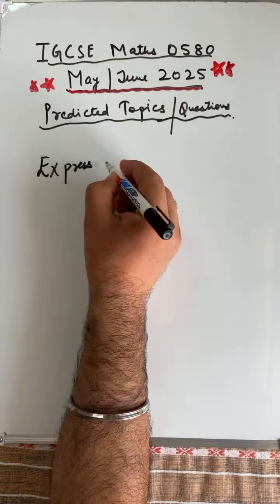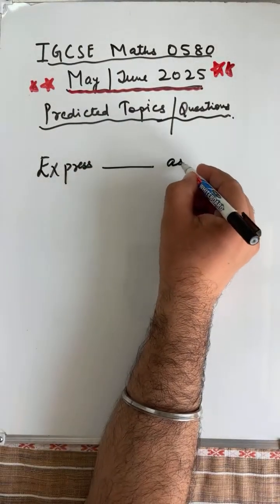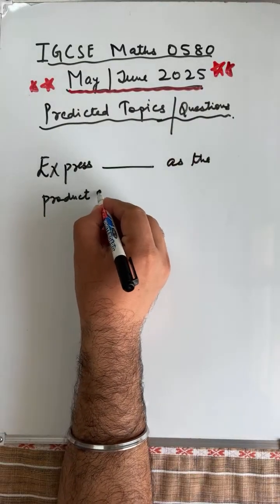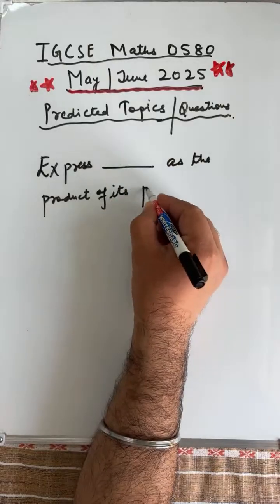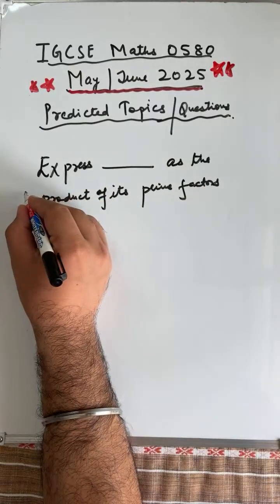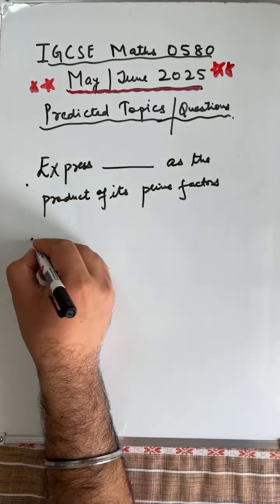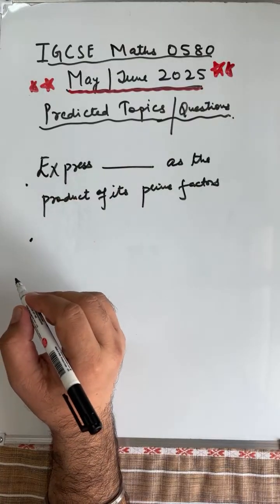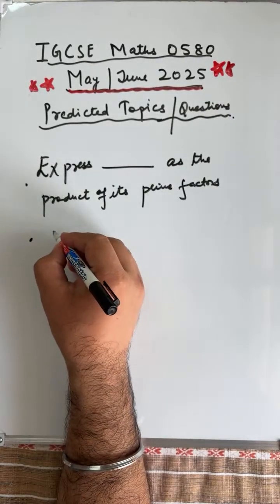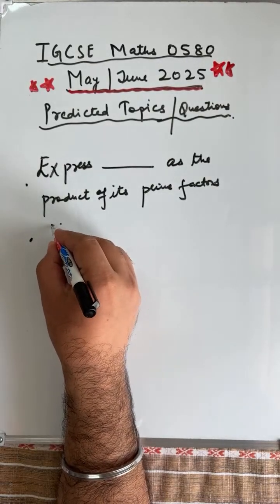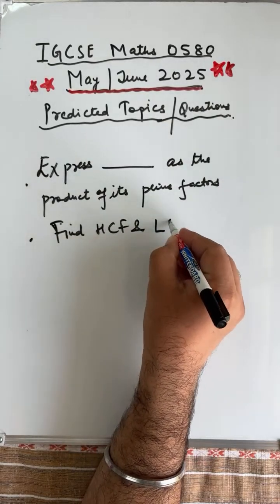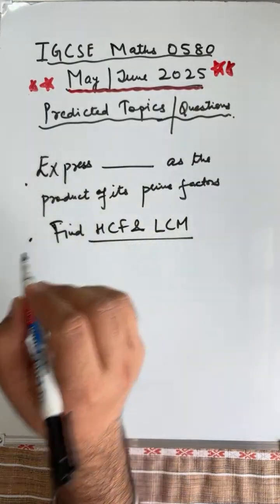Express any number as the product of its prime factors. You must know how to find HCF and LCM of a number.